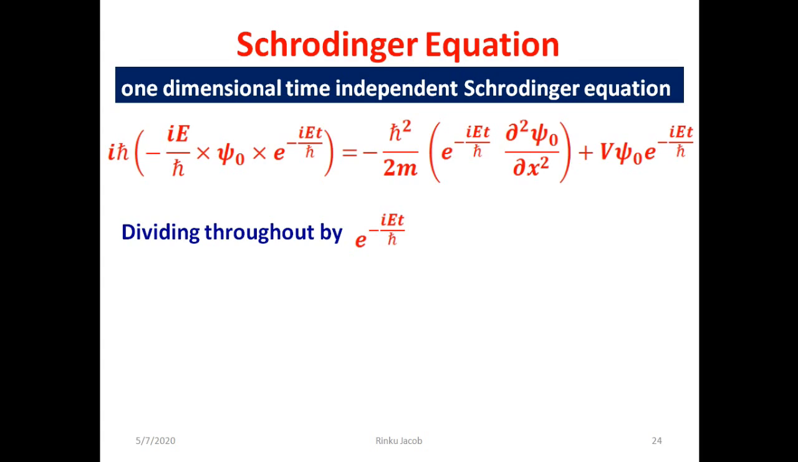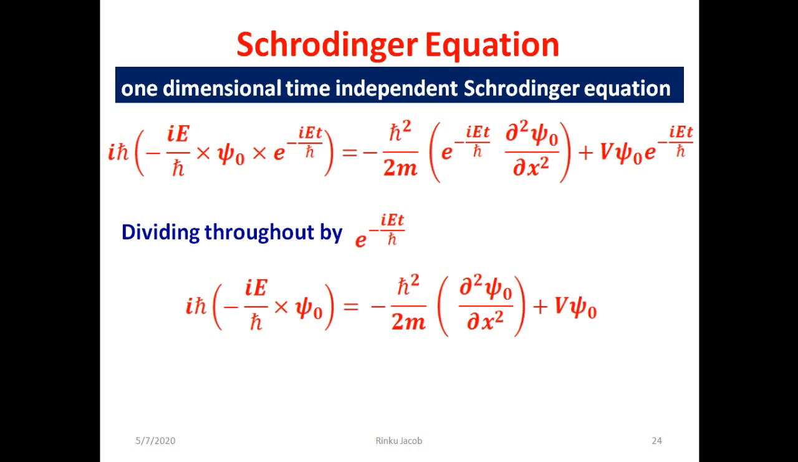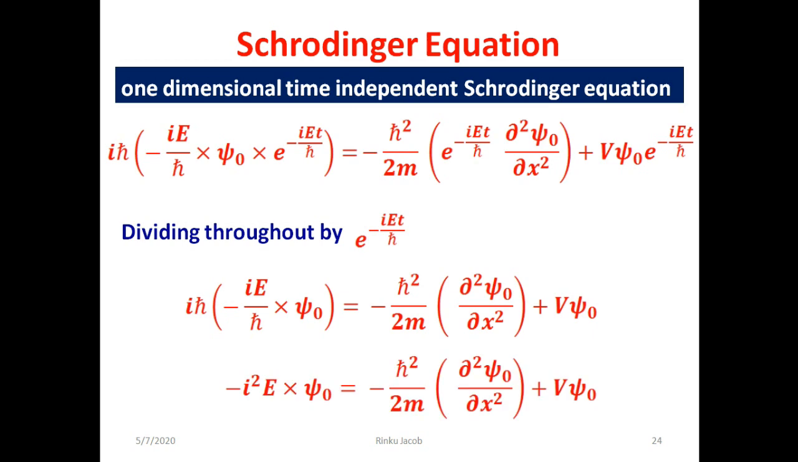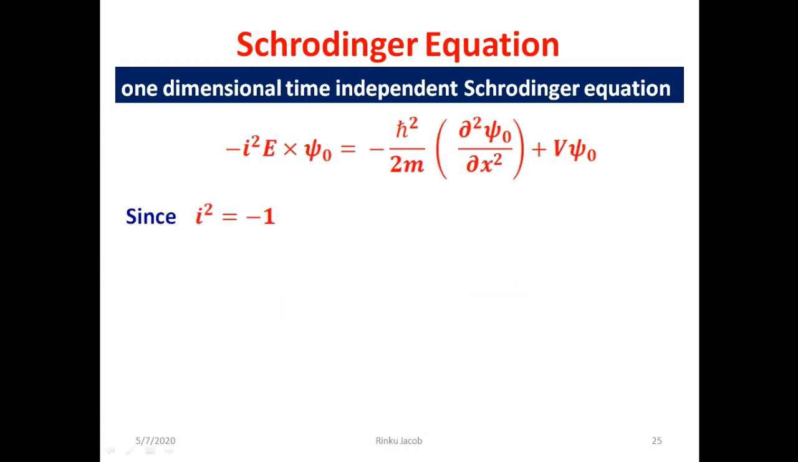Now dividing throughout by exponential minus iEt/ħ, we get iħ into minus iE/ħ into ψ0 equal to minus ħ²/2m into ∂²ψ0/∂x² plus Vψ0. That is, minus i² E ψ0 equal to minus ħ²/2m into ∂²ψ0/∂x² plus Vψ0. Since i² equal to minus 1, the above equation reduces to Eψ0 equal to minus ħ²/2m into ∂²ψ0/∂x² plus Vψ0.